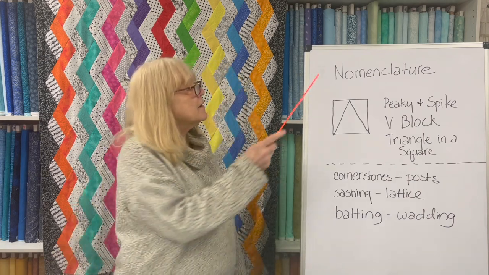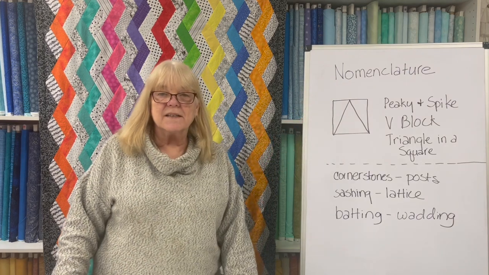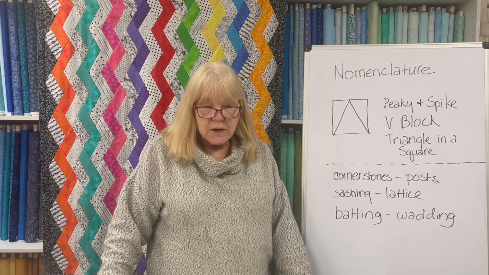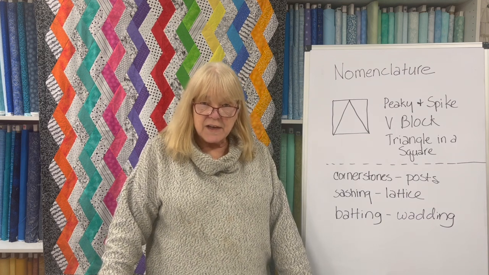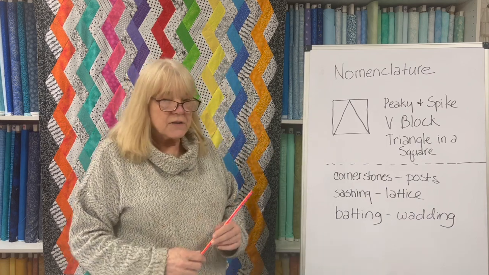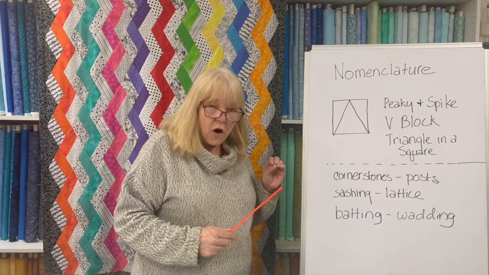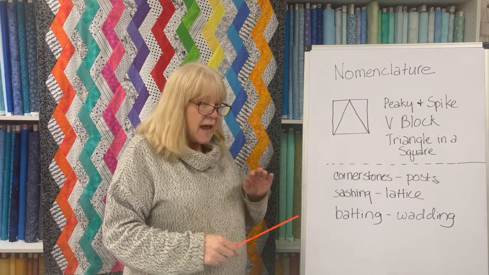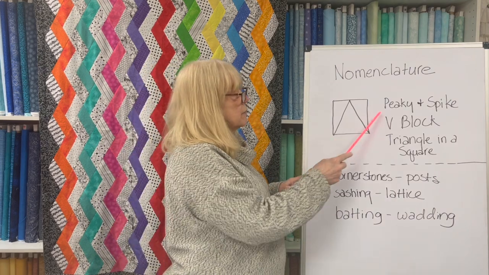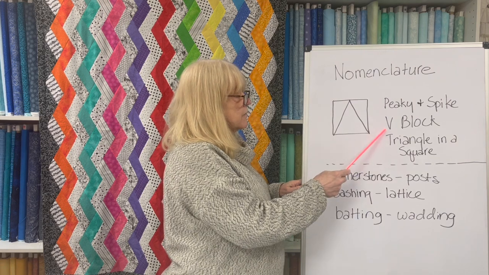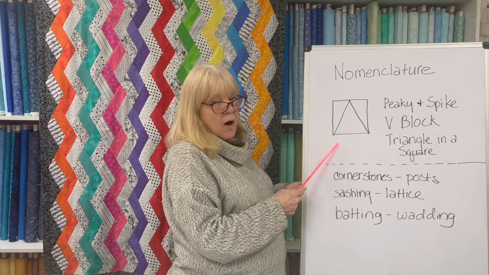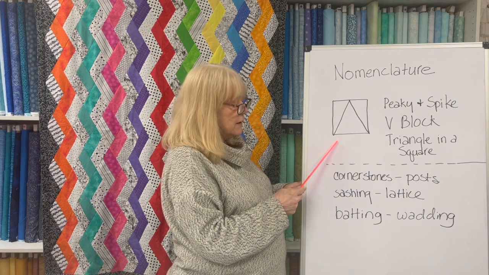Nomenclature, one of my favorite words. What is it? It is phraseology or a system of terms used in a particular art or science. Well, within a quilter's nomenclature, there are several things that can be called different names, and it doesn't make them wrong. For example, this block can be peaky and spike, it can be a V block, and it can be a triangle and a square. Neither's wrong, they're just different names for the same unit.